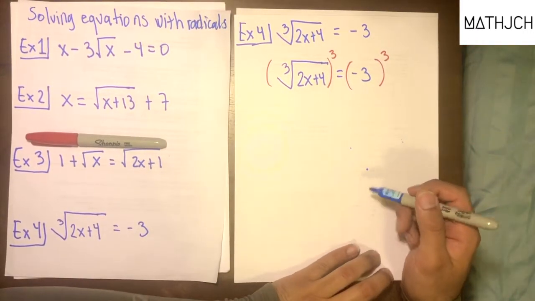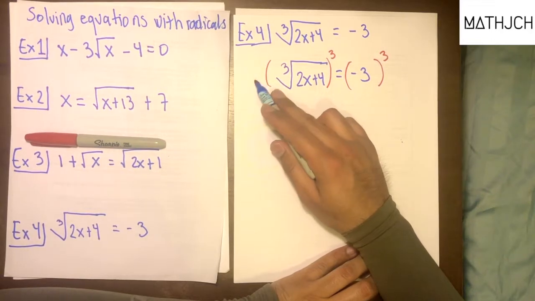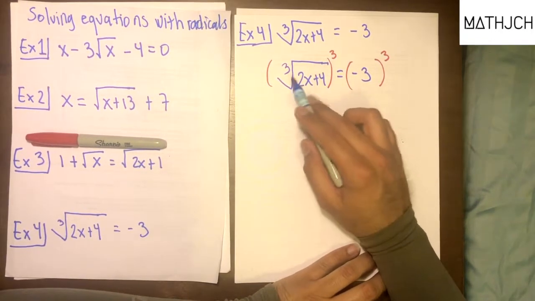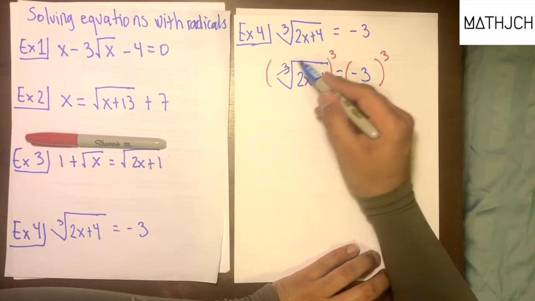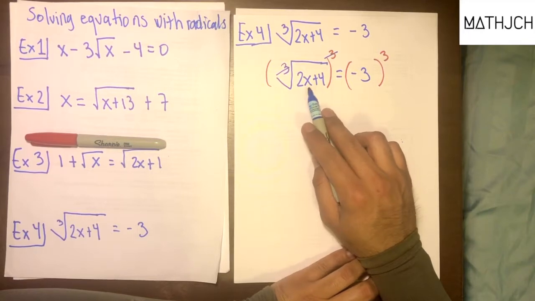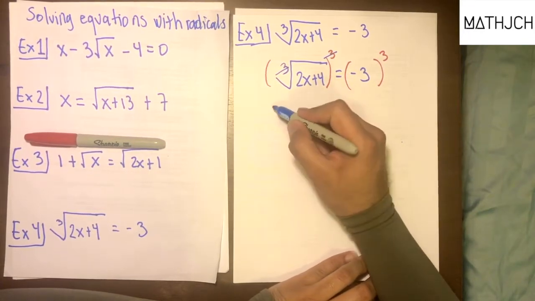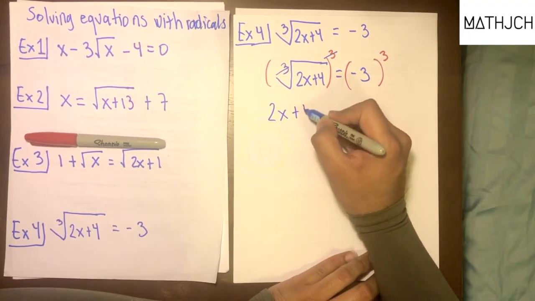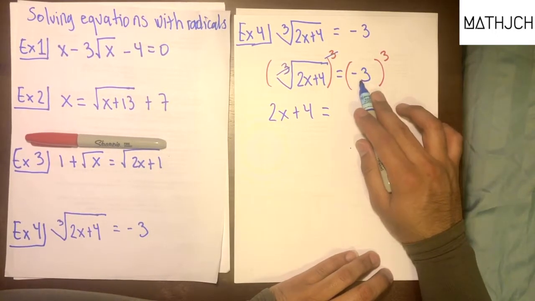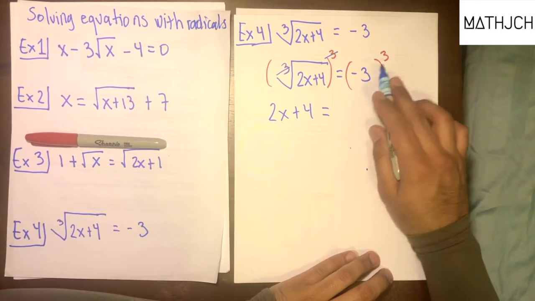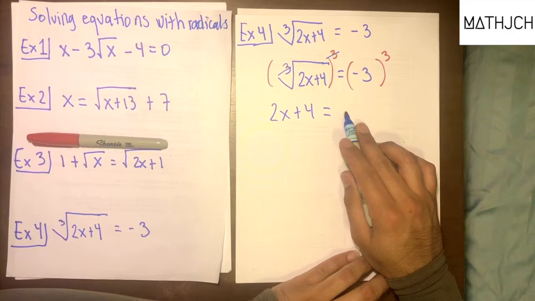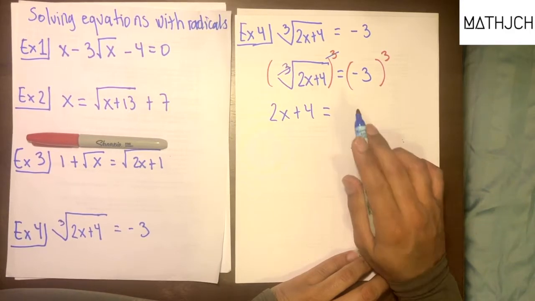So now, notice that there's nothing outside here or inside here, right? The only thing inside is our root. So automatically this index with this power is gone. So we are left with everything inside of that root, which is 2x plus 4. Now let's work on here. We have a negative 3 and a power that is odd. So our final answer will be a negative, okay? And you will see why.